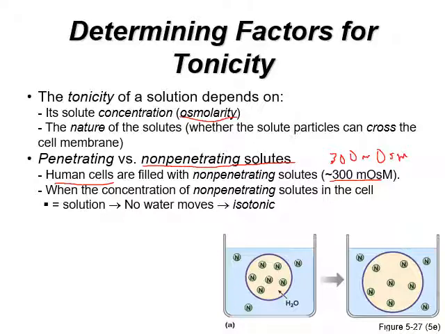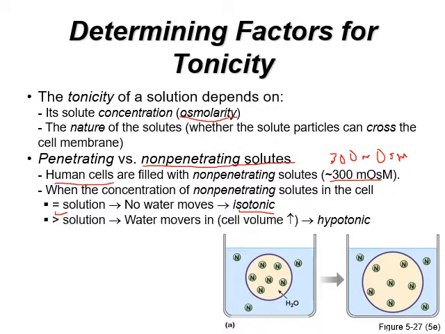The cell and the solution are equal, and therefore water will not move, and therefore it is isotonic. Now, what if the cell has a greater amount of non-penetrating solutes than the solution? So the solution is lower in non-penetrating solutes. So let's use a lower case. Lower, so in this case up here, the solution is 200 milliosmoles.